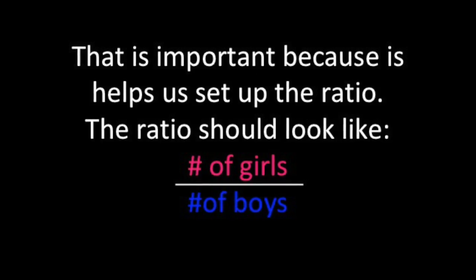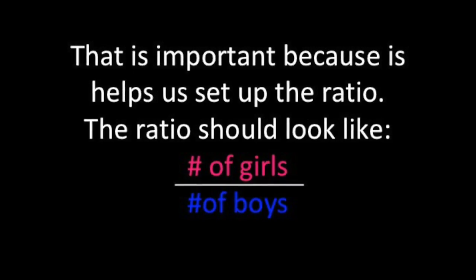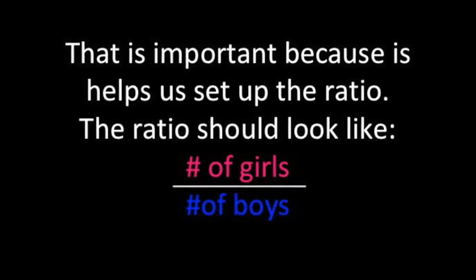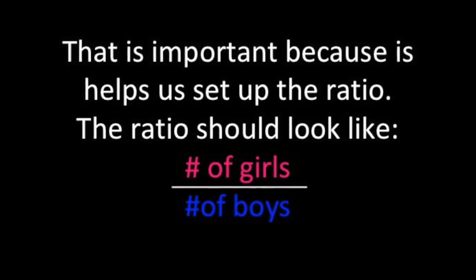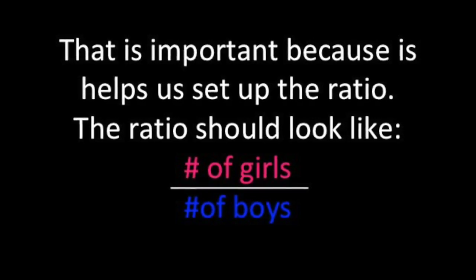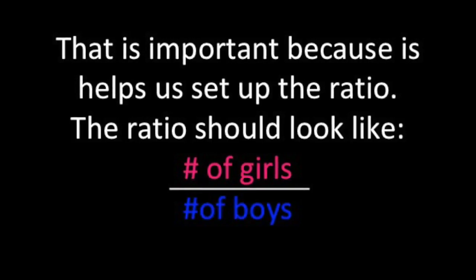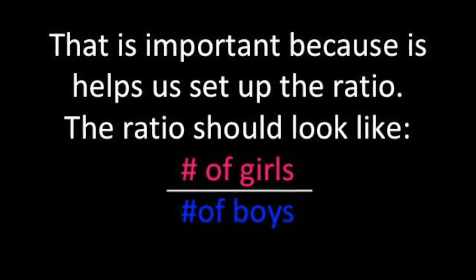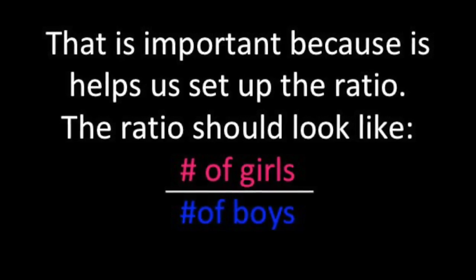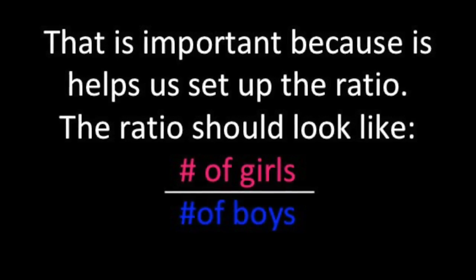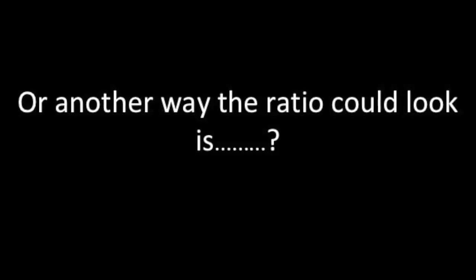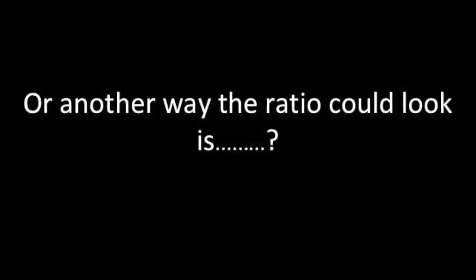So our ratio should look like this. It has the number of girls over the number of boys. But is this the only way that we can set up this ratio, or is there another way to do that? Try exploring this in your journal. Try and see if you can figure out the other way to write the ratio correctly.